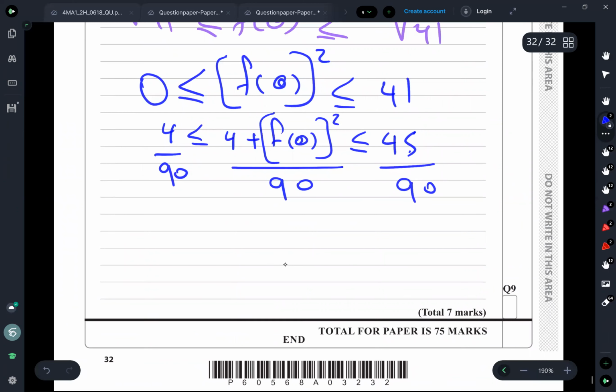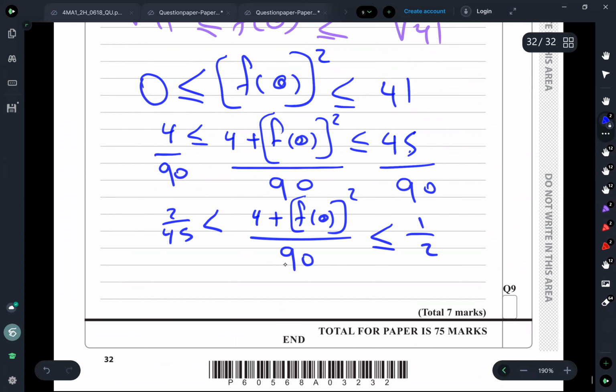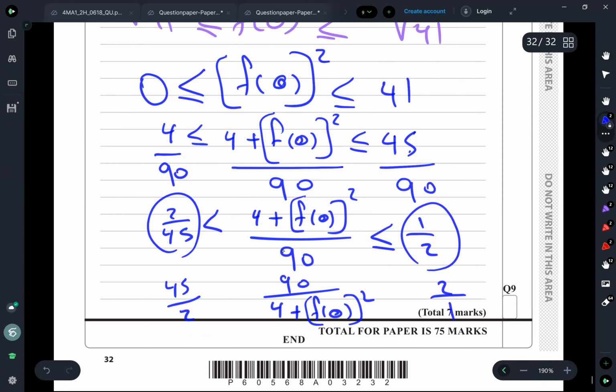Divided by 90, the lower bound will be 2 over 45. So 4 plus f theta all squared divided by 90 is less than or equal to half. Now if we flip and write 90 divided by 4 plus f theta all squared, this value will be 45 over 2, and this value will be 2 over 1. You have to flip the inequality sign because 2 over 1 is less than 45 over 2. So the final answer is between 2 and 45 over 2, or as a decimal between 0.5 and 22.5. That's it.